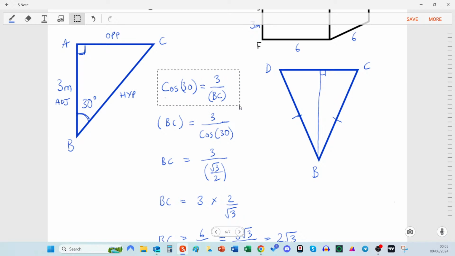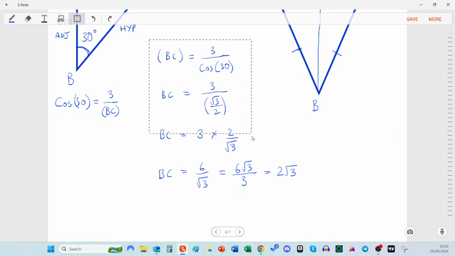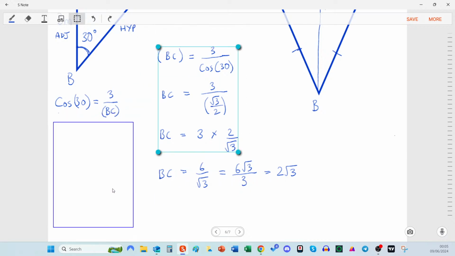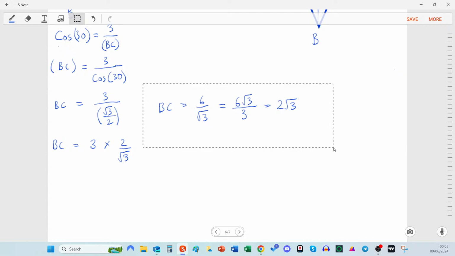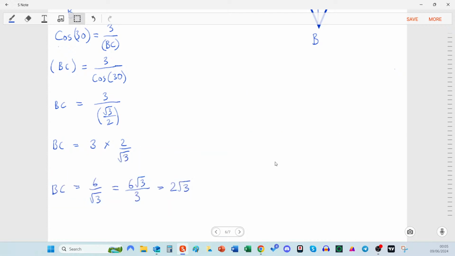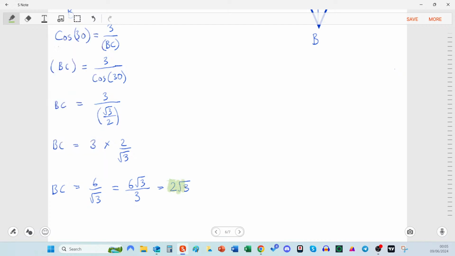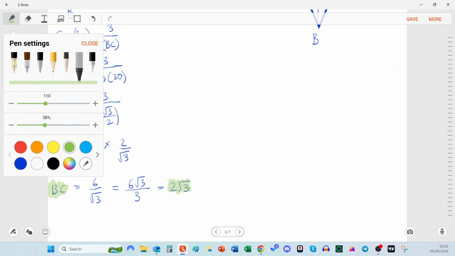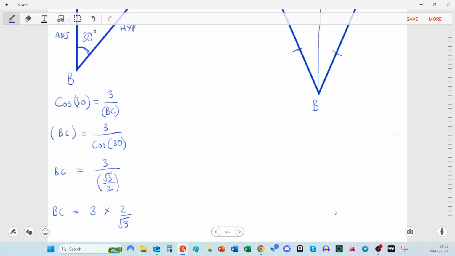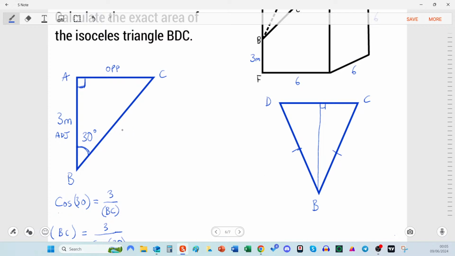I'm going to take the time here to move this aside, maybe to here. No, not get rid of it. But that's an important result. Okay, we're just going to highlight that because it is. So let's put it in our diagrams. BC is 2 root 3.